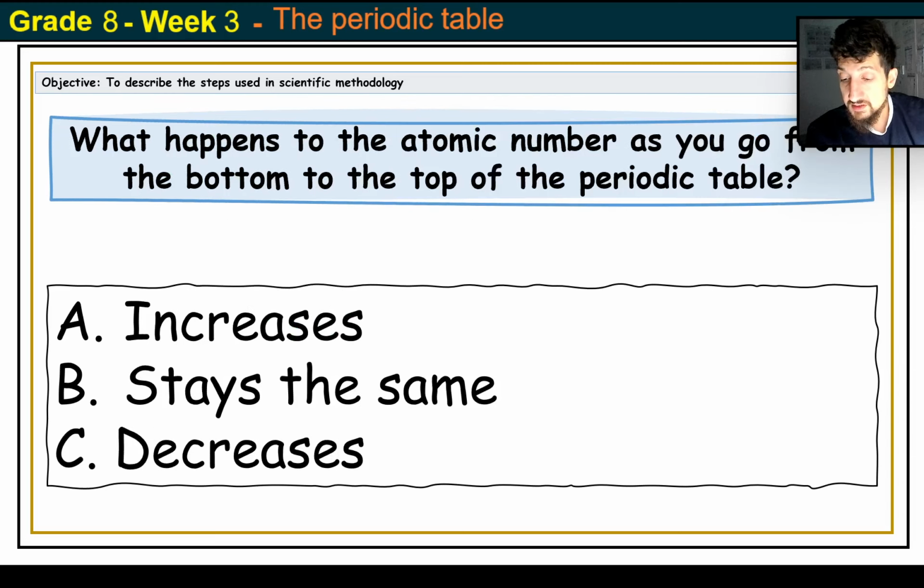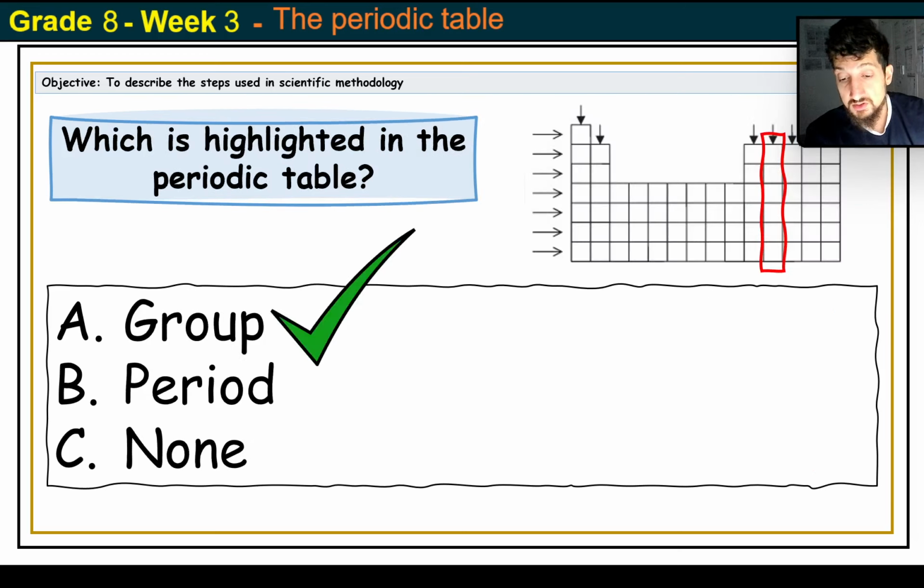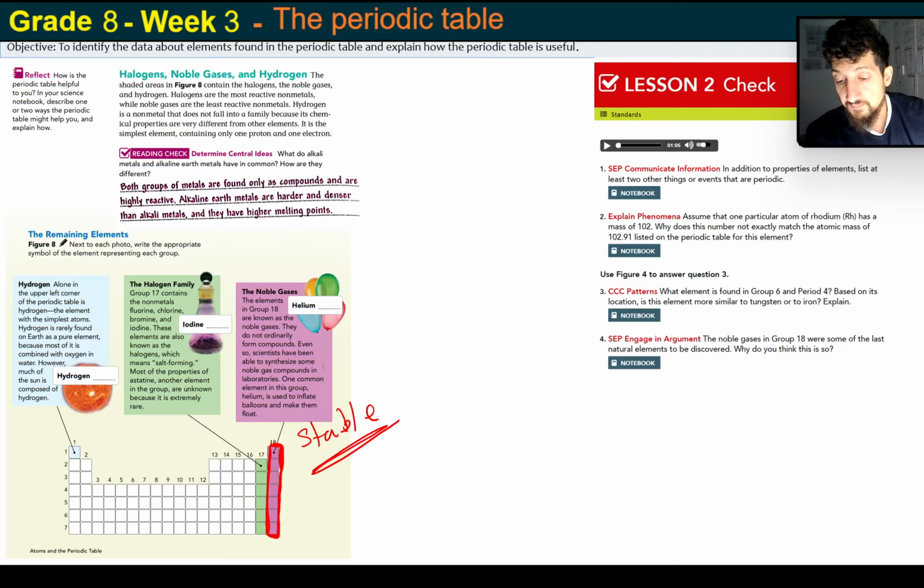Very good. What happens to the atomic number as you go from the bottom of the periodic table to the top of the periodic table? So this is very interesting. We're not going this way. We're going that way. What's going to happen to the atomic number as we go up? Let's have a look.